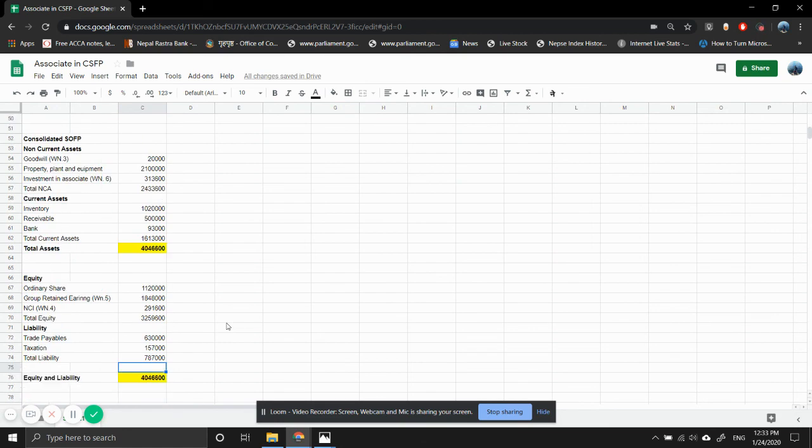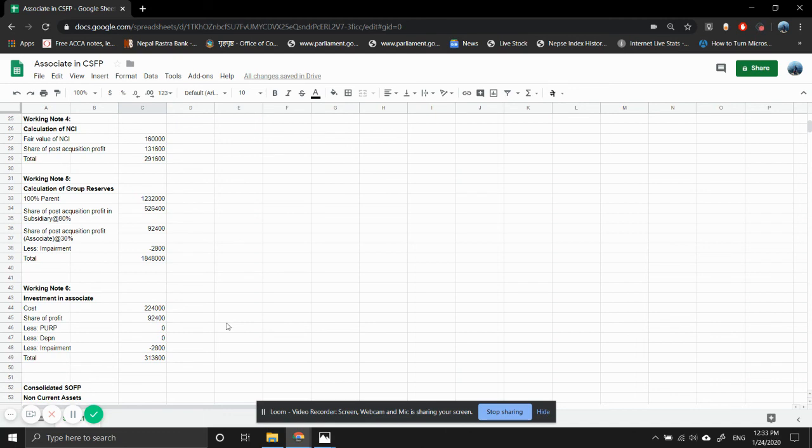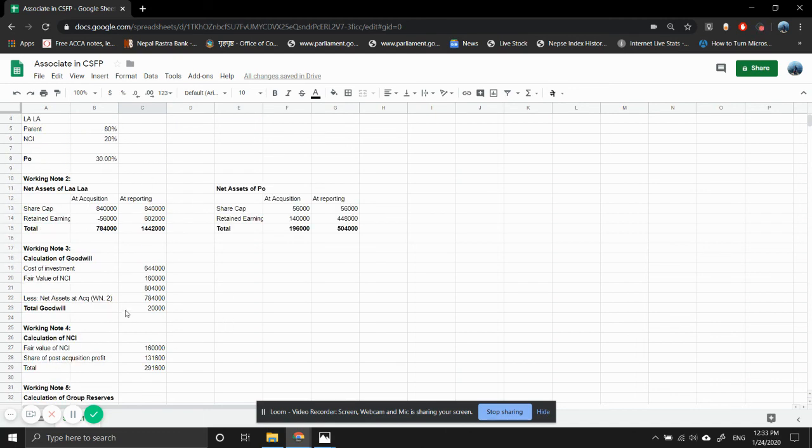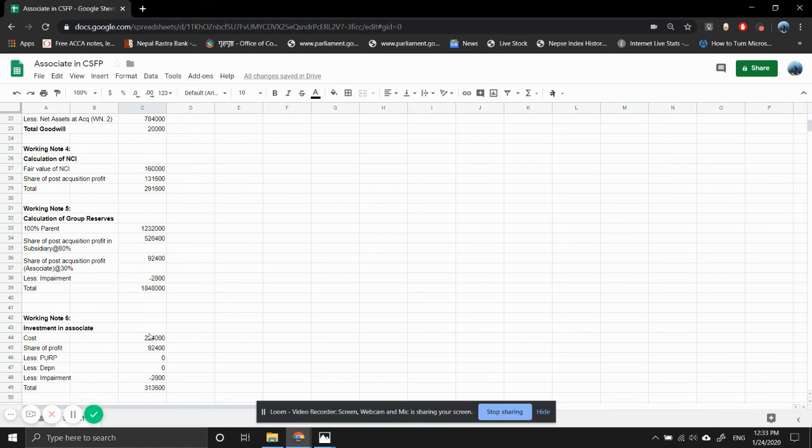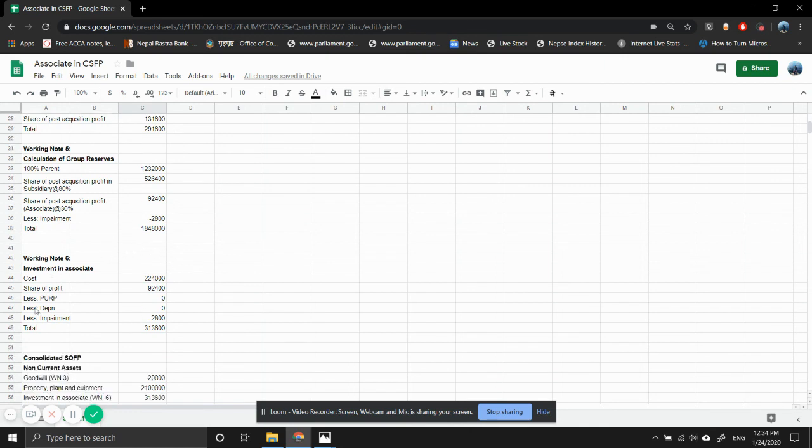So this is basically how you solve in case of IAS 28 equity accounting. So basically everything is the same. All you need to remember is the investment in associate part. You need to create one more working for your investment in associate. You would put your cost and then your share of profit, and that would be decreased by any PURPs if the associate is the seller, and then if there has been any revaluations that might decrease your net investment.